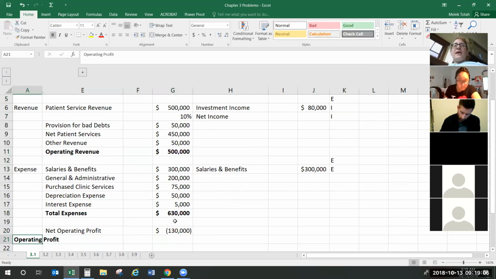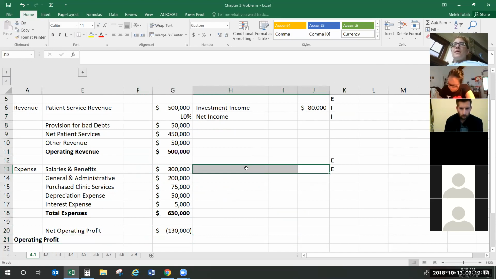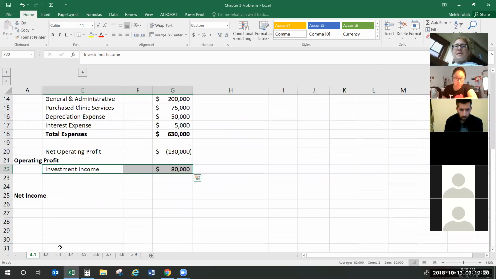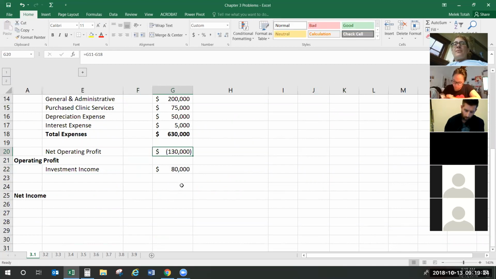Okay. And then we have a couple other things here that we didn't put in yet, right? We didn't put in our investment income. That was one of the items. So that's going to go below, right? It's going to show up down below, investment income. So it's below your operating profit.